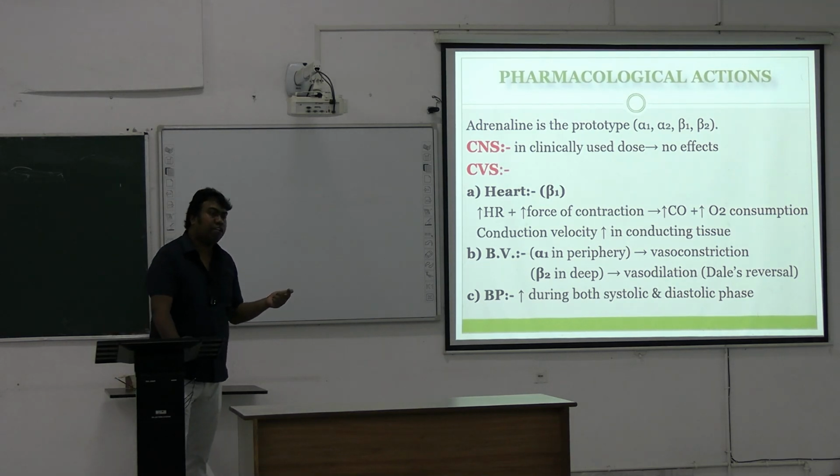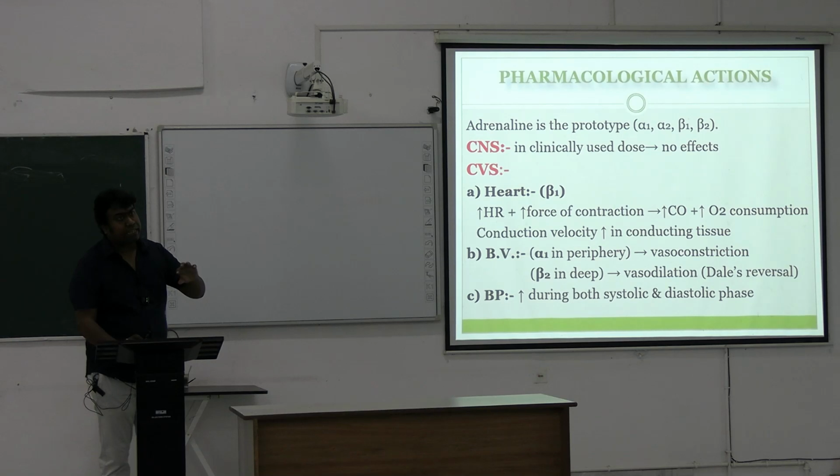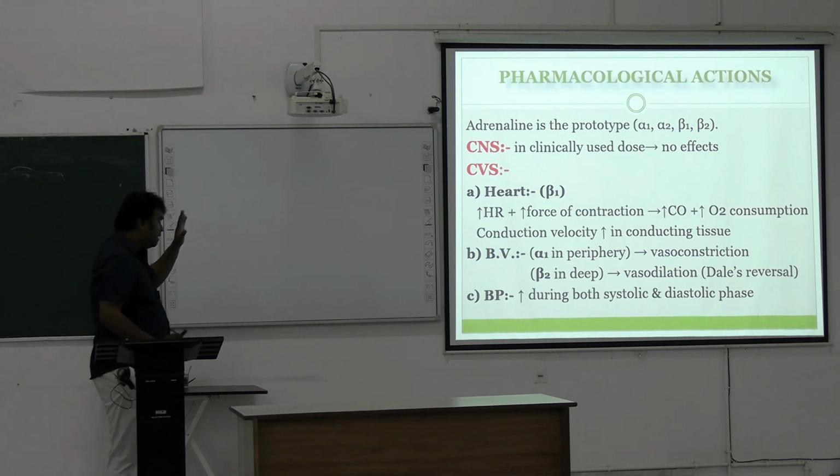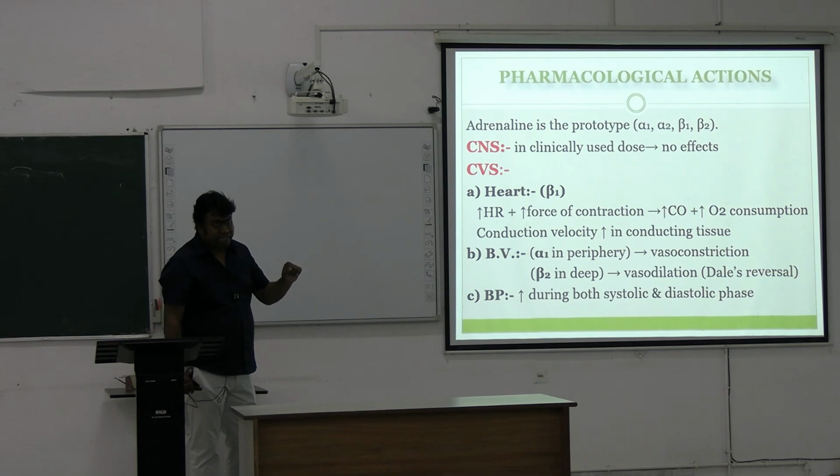What happens due to the beta 2 action? Beta 2 is present in the smooth muscle. Whose smooth muscle? The location is the tracheobronchial tree, deep veins or vessels, then the GIT and uterus. Clear? So adrenaline has a beta 2 action, but noradrenaline doesn't. Clear? In the CNS, adrenaline has no clinical application or action.